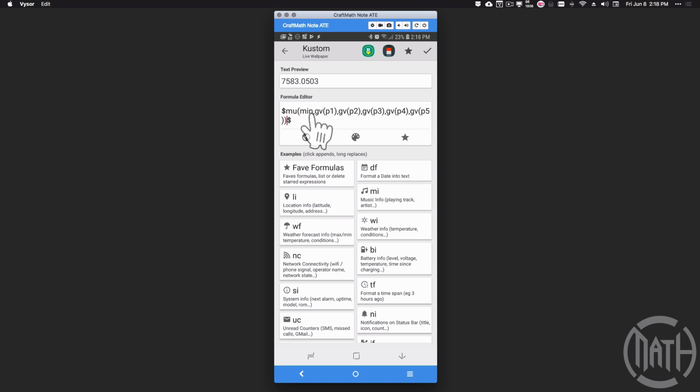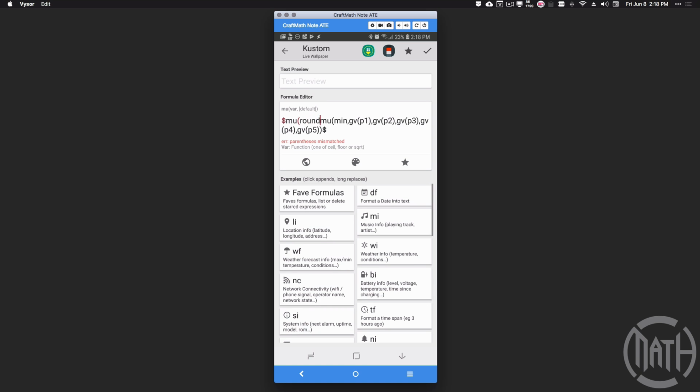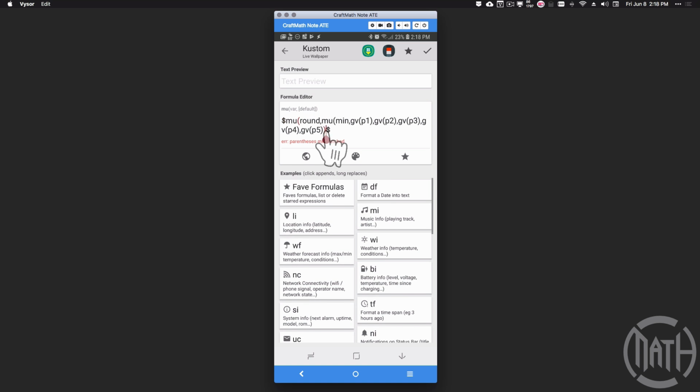Math utilities min is going to return the minimum of these 5 numbers. And notice here, this is exactly what I'm talking about. Even though P1, P2, P3, P4, P5 are already rounded to 2 decimal places, that's what we did earlier, maybe the second or third part of the series, it's still returning 4 decimal places. So to protect myself, and in this case we definitely want to do this, MU round, and let's do 2 decimal places. So there we go.